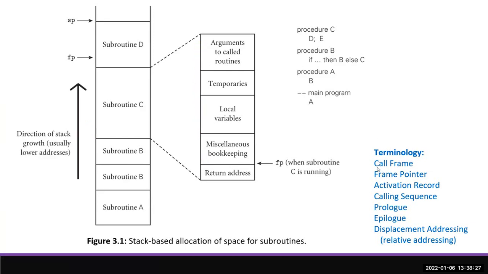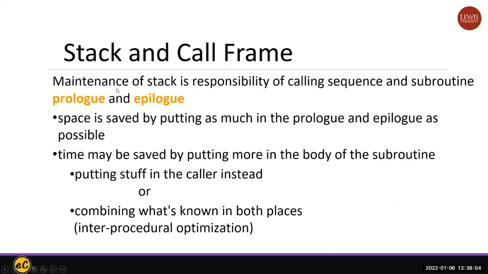So right here, you need to know about call frame, frame pointer, activation record. Activation record is this call frame, we also call it activation record. It's two names for the same thing, okay? And calling sequence is you have a prologue and epilogue, okay? Prologue is the preparation to enter into a function. Epilogue is when you get out of a function. That's called epilogue. So maintenance of stack is responsible for calling sequence and subroutine, prologue and epilogue.